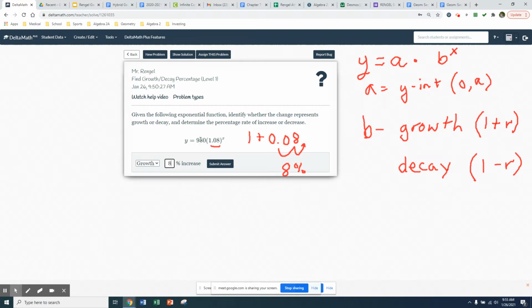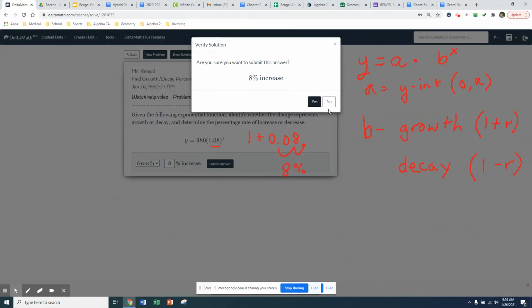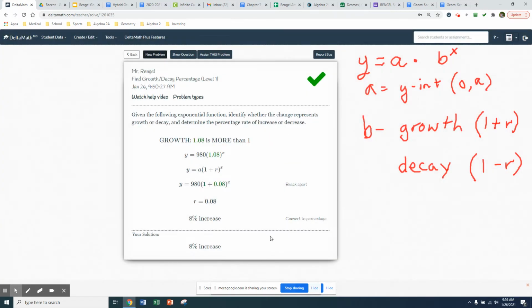So again, the 980, we are not worried about the 980. That is the y-intercept. That's where this graph would start. It would start at 980, and then it increases at 8%. All right, and then there's our rundown of what we're looking at. So what I used is the 1 plus r. So then I just looked at, what does r need to be to get from 1 up to that 1.08? And we got an 8% increase.